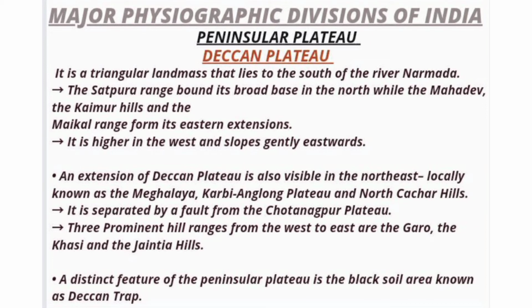An extension of Deccan Plateau is also visible in the northeast, locally known as Meghalaya, Karbi Anglong Plateau, and North Cachar Hills. It is separated by a fault from Chota Nagpur Plateau. Three prominent hill ranges from west to east are Garo, the Khasi, and Jaintia Hills. A distinct feature of Peninsular Plateau is the black soil area known as the Deccan Trap.